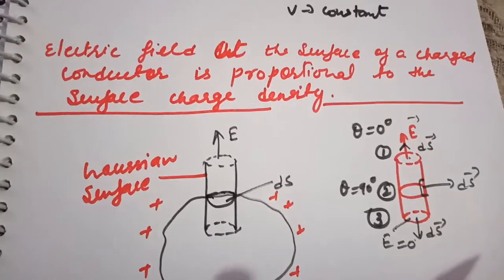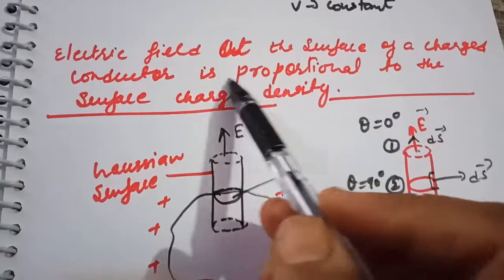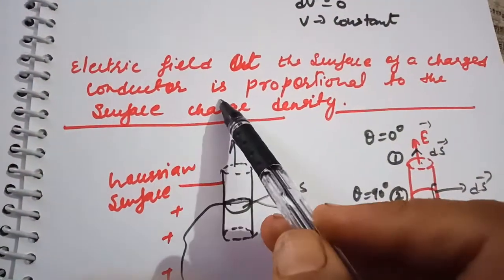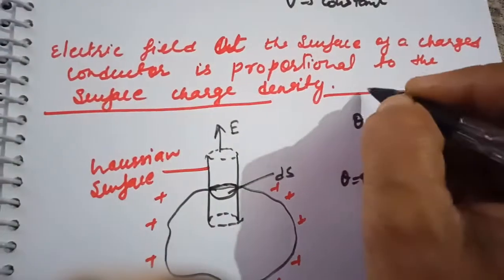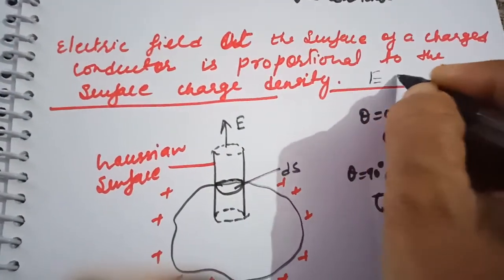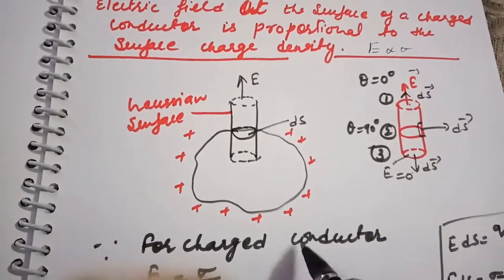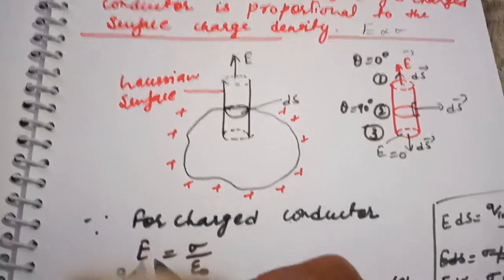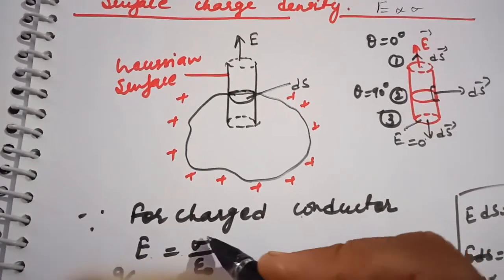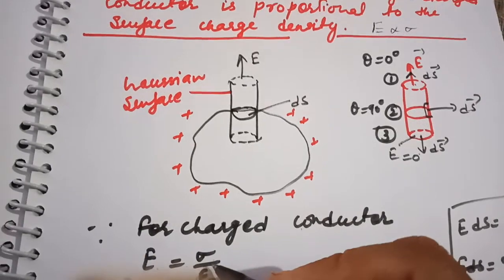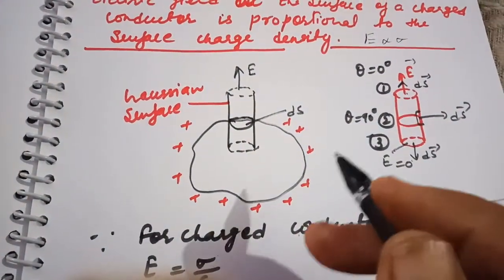Children, this is the most important property of the behavior of a conductor in the electric field. The electric field at the surface of a charged conductor is proportional to the surface charge density. We have to prove that E is directly proportional to sigma. As you have done in the case of the Gauss theorem, E is equal to sigma upon epsilon naught for finite thickness when the charge is distributed on the surface. So we have to prove it from this property.